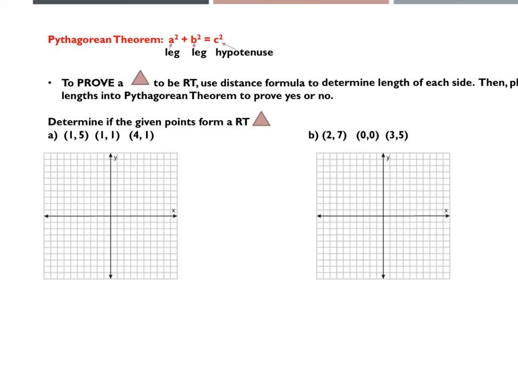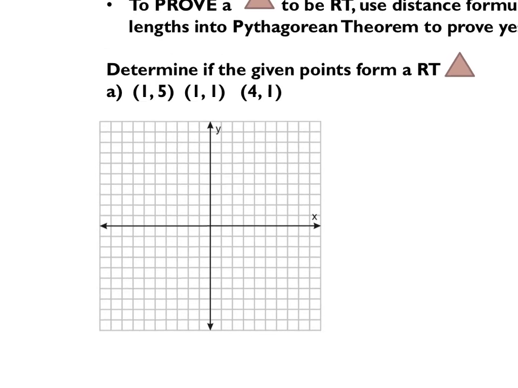So the first thing you're going to do, let's look at A together. Let's graph it. Plotting points. 1, 5. So I'm going to go over 1, up 5: 1, 2, 3, 4, 5. Then I have 1, 1. And then I have 4, 1: 1, 2, 3, 4, up 1. Okay, can you guys plainly see that this is a right triangle?